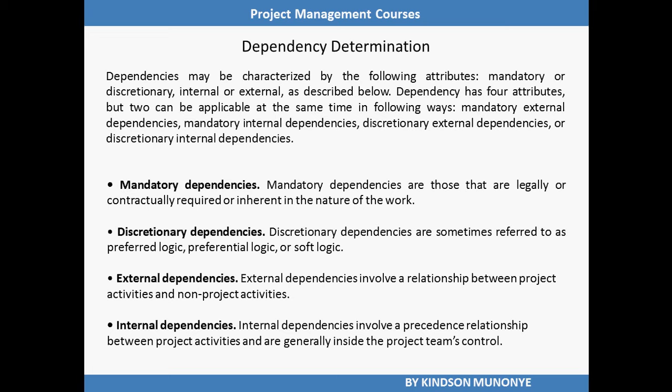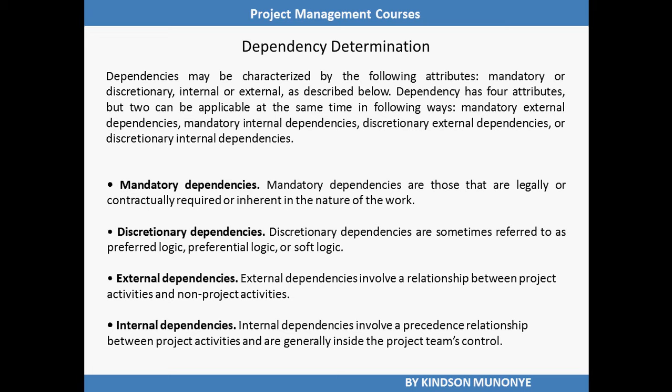Discretionary dependencies should be fully documented, since they can create arbitrary float values and can limit later scheduling options. When fast-tracking techniques are employed, these discretionary dependencies should be reviewed and considered for modification or removal. External dependencies. External dependencies involve a relationship between project activities and non-project activities.